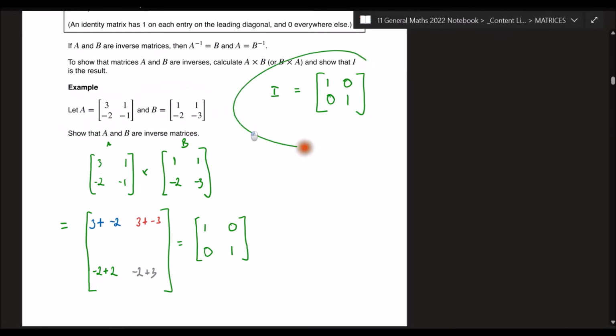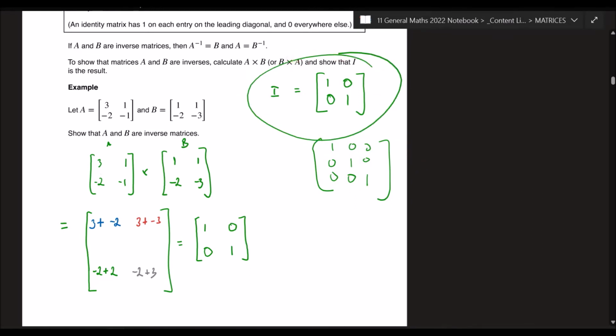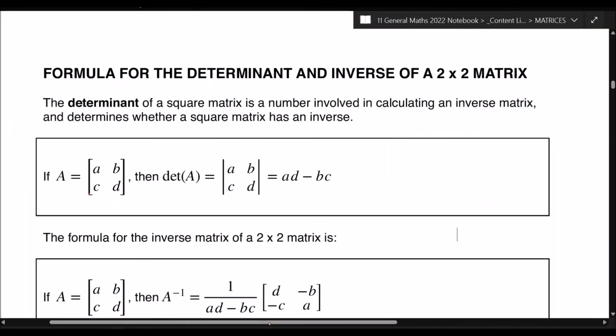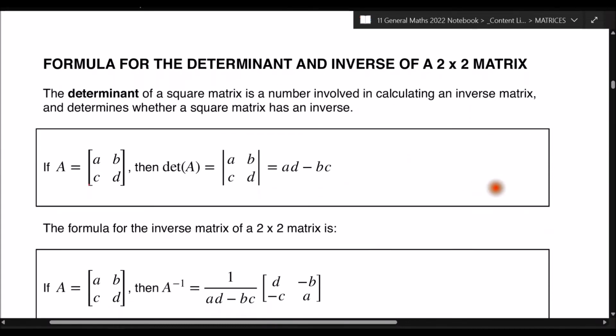And remember, the identity matrix is basically a square matrix where the leading diagonal are all ones and every other value is 0. Now you can have a 3 by 3 identity matrix as well, so it might look like this, or a 4 by 4. I'm not going to draw that, but just understand identity matrix looks like that. Okay, let's move on. Hopefully I haven't lost you guys, so let's keep going.